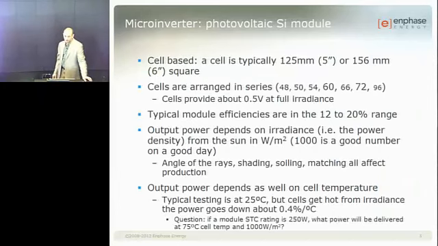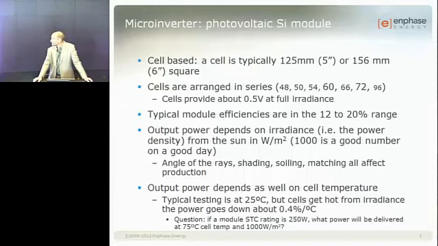Okay. So more on the silicon module. It's cell-based. Cell is either 125 millimeter, which is actually going away right now, or 156 millimeter, which is the vast majority of the market. Cells are arranged in series, anywhere from actually 42 in Japan all the way to 96 cells. Rule of thumb is that a cell will provide about half a volt at full irradiance and at 25 C. So if you have a 72 cell module, rule of thumb is going to be running about 36 volts at 25 C cell temperature.